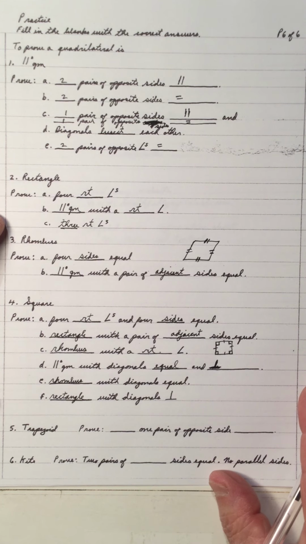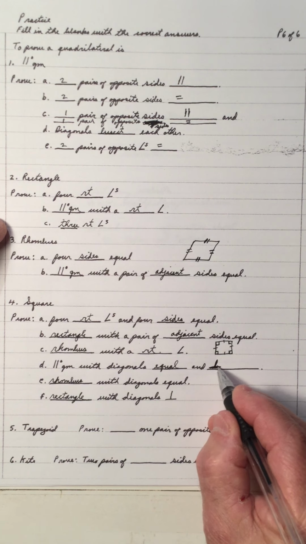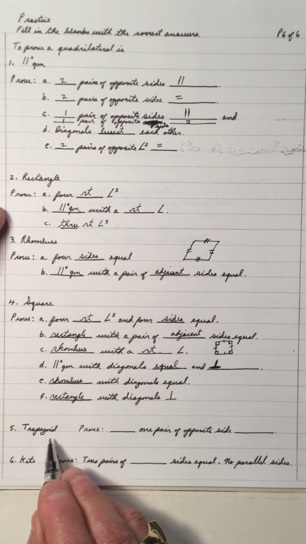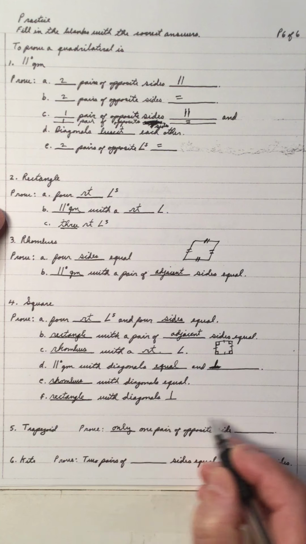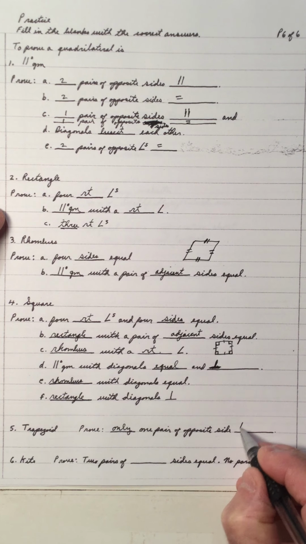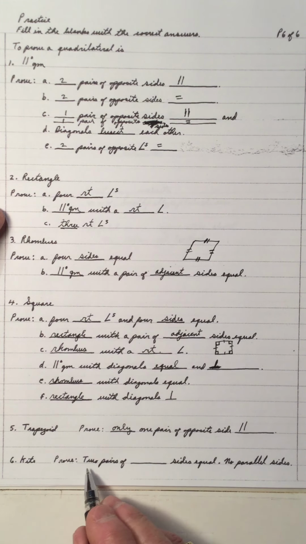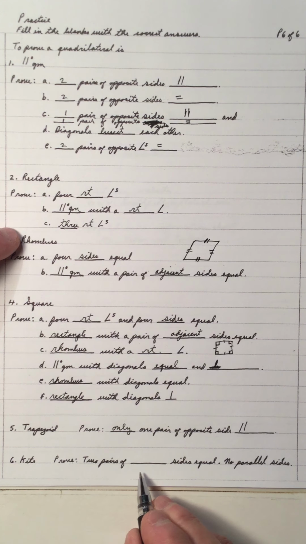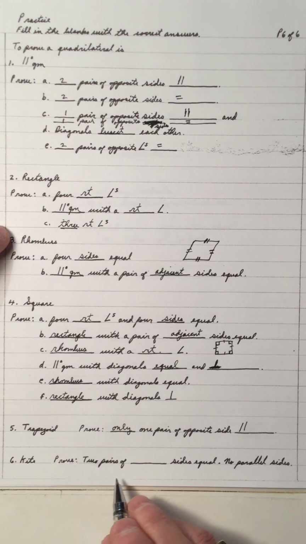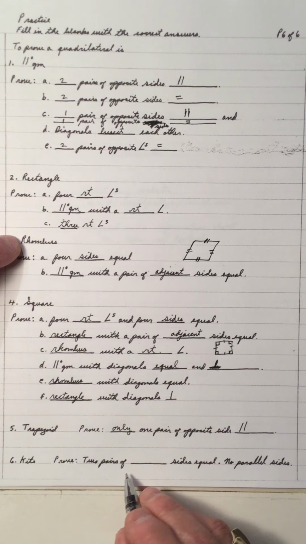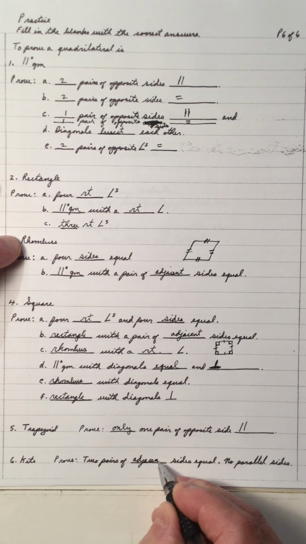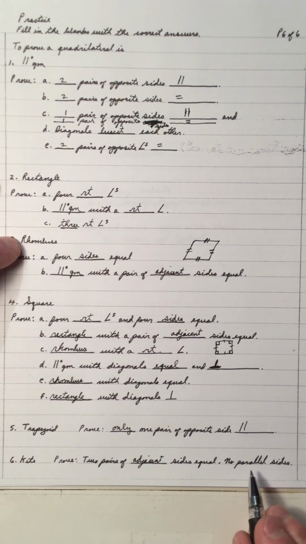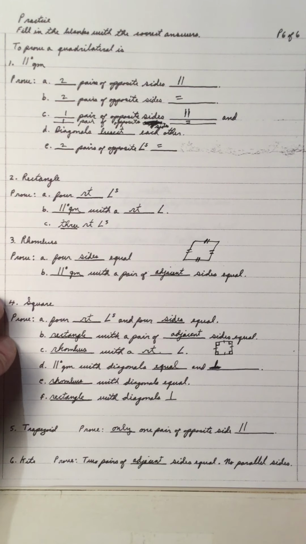Again, with these properties you've got to be careful. Even sometimes I think wrong, so got to be careful. A trapezoid. To prove a trapezoid, we prove only one pair of opposite sides parallel. A kite. Prove two pairs of adjacent sides equal with no parallel lines.